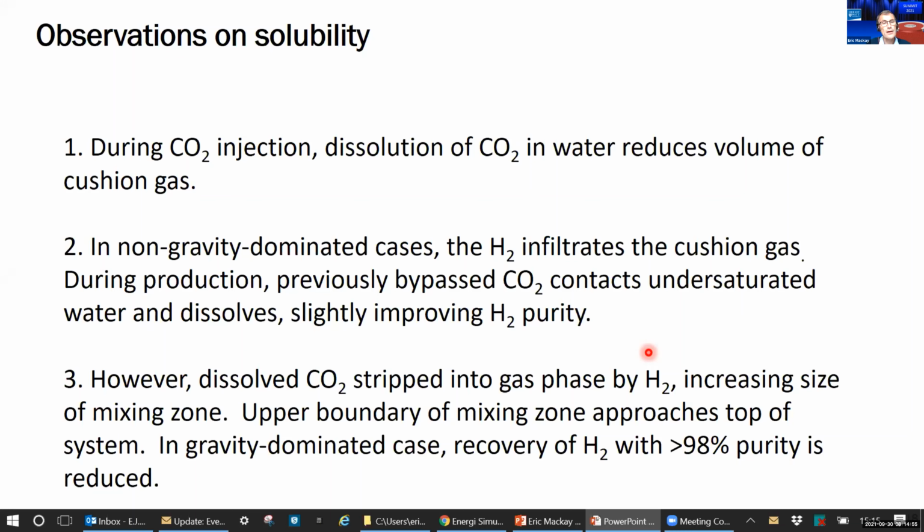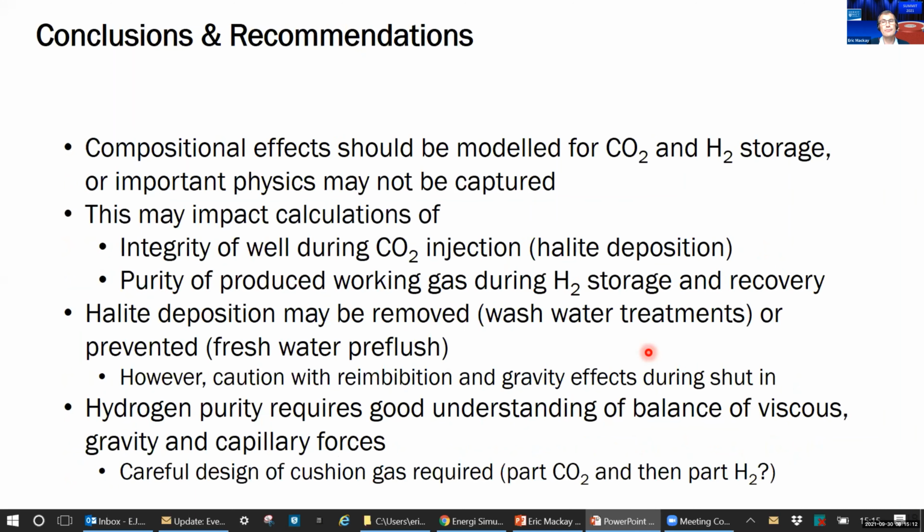for longer. But the stripping process does increase the mixing zone between the hydrogen and the CO2, and in a gravity stable case, we can actually end up with a slightly lower recovery of pure hydrogen as a consequence.